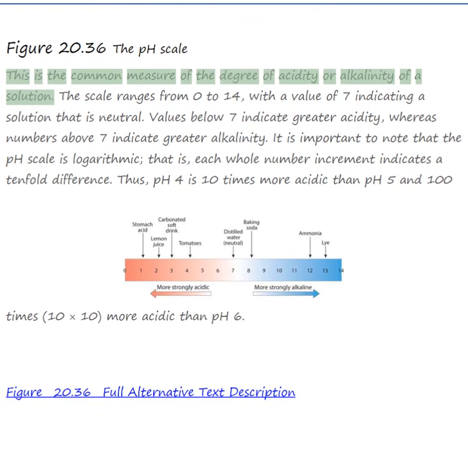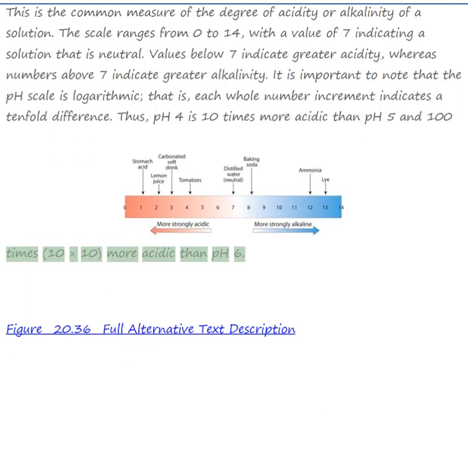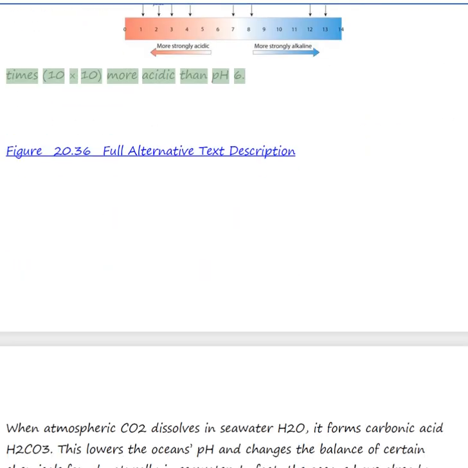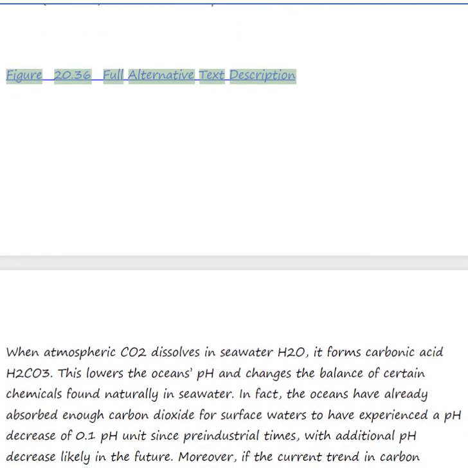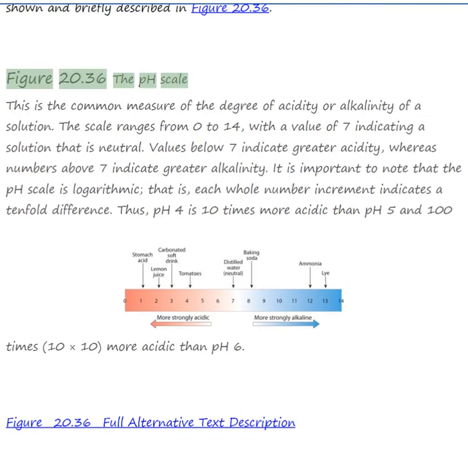This is the common measure of the degree of acidity or alkalinity of a solution. The scale ranges from 0 to 14, with a value of 7 indicating a solution that is neutral. Values below 7 indicate greater acidity, whereas numbers above 7 indicate greater alkalinity. It is important to note that the pH scale is logarithmic, that is, each whole number increment indicates a tenfold difference. Thus, pH 4 is 10 times more acidic than pH 5 and 100 times more acidic than pH 6. Figure 20.36 Full alternative text description. Figure 20.36 The pH scale.